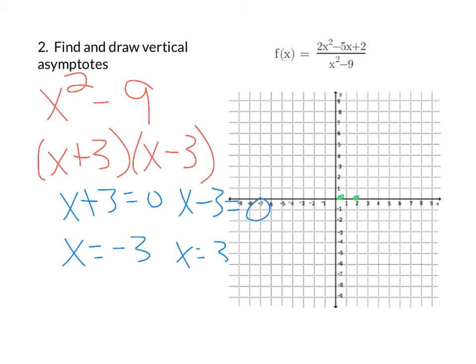Going to my graph, I am now going to draw my two vertical asymptotes, x equals negative 3 and x equals 3. Please take a moment to pause this video and record our second step of our example.